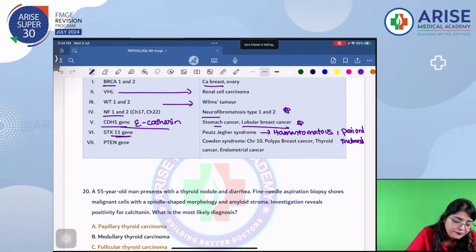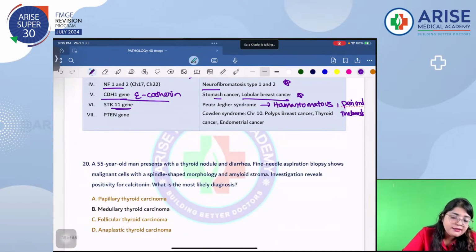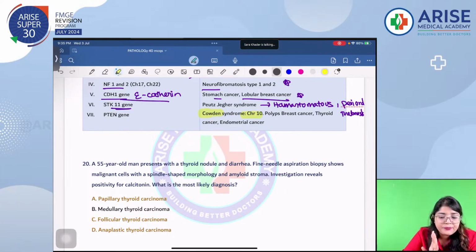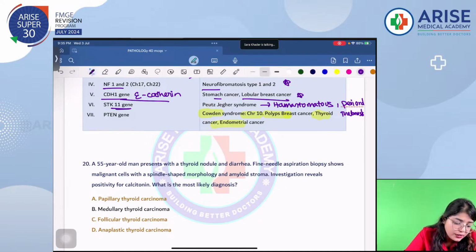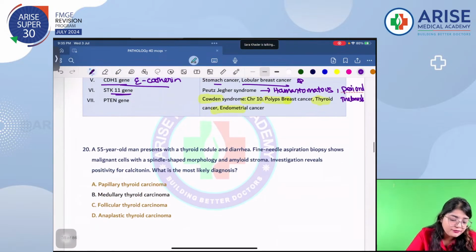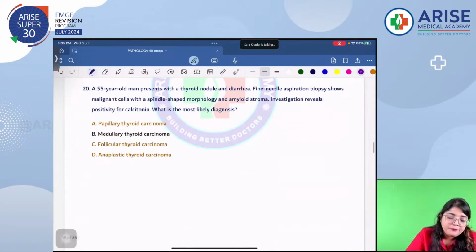Very famous. Okay? PTEN, remember it is Cowden, and Cowden, just remember this one line. Chromosome 10. There are polyps, breast cancer, thyroid cancer, and endometrial cancers. Okay? Yes, arborizing pattern. Very good, guys. Very good. What about this?